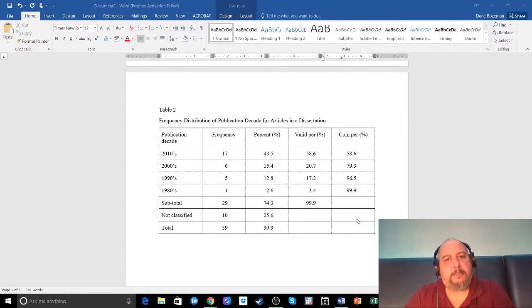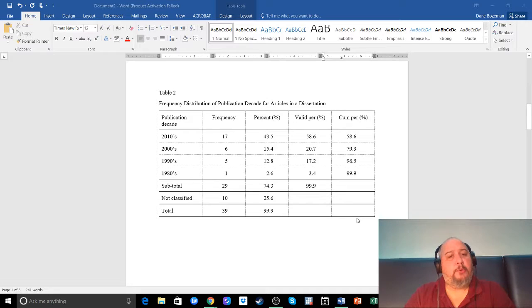Why would I make this table? Well, I want to make a point. The point that I want to make is that roughly, actually 58.6% of the articles in this dissertation, we can call that 60%, were created or published within the last decade in terms of 2010 to 2019. That's the point that I want to make, and it makes that point very simply.